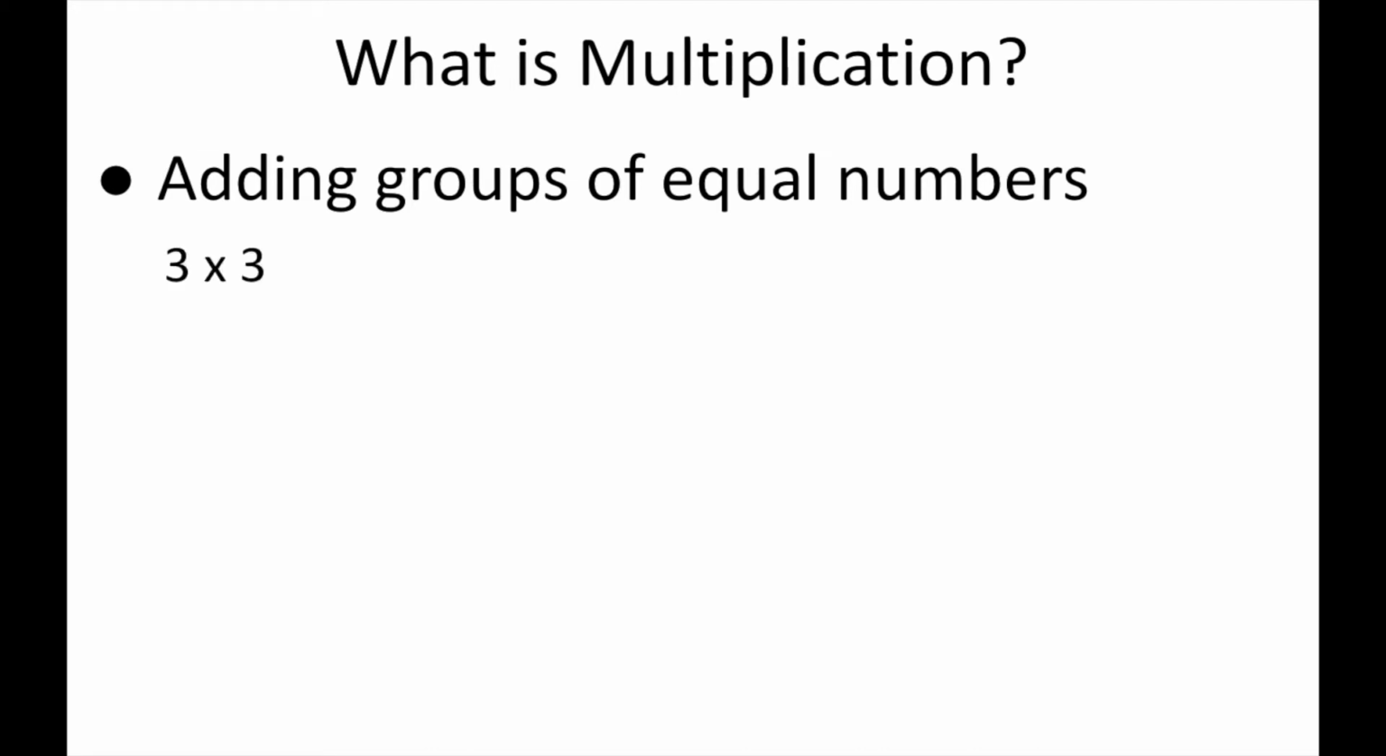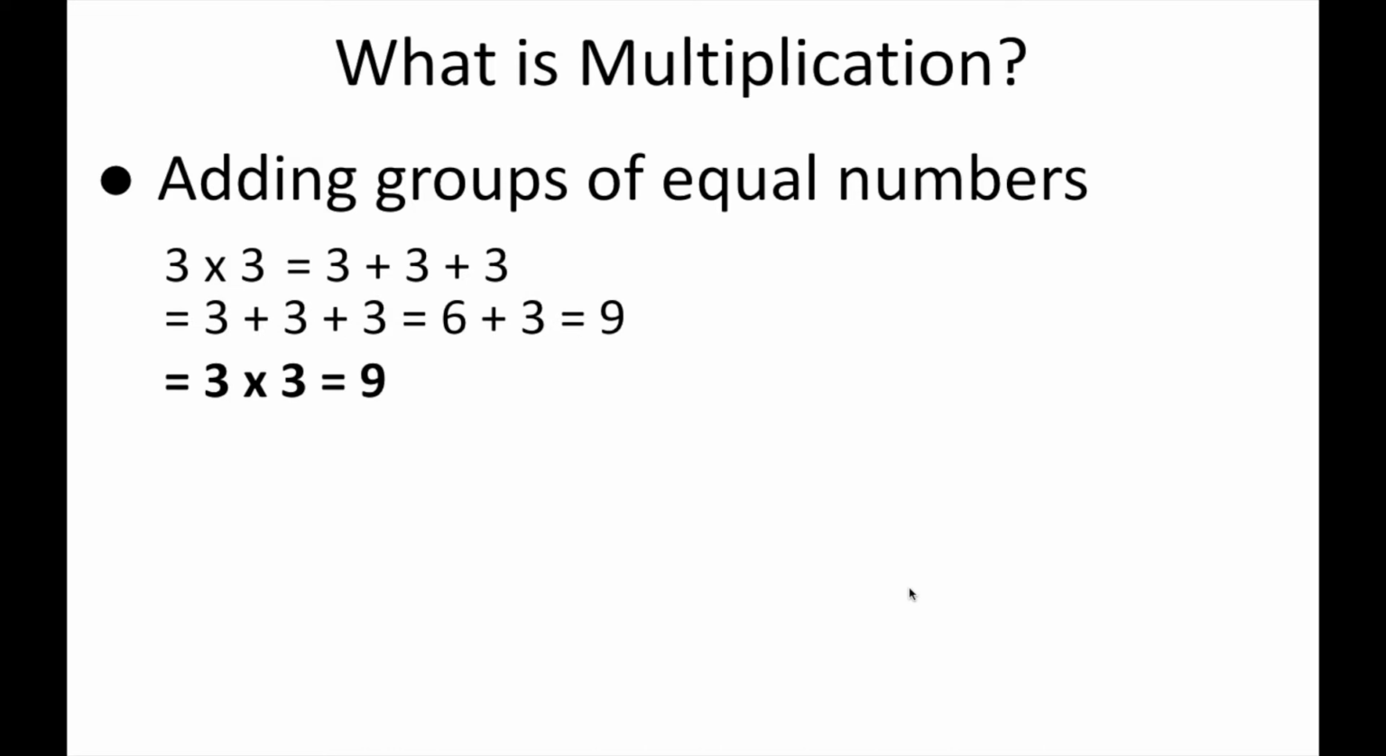An example of this definition is 3 times 3. 3 times 3 is nothing but 3 being added to itself 3 times. We can solve this by saying 3 plus 3 plus 3 is equal to 3 times 3. This is because 3 is being added 3 times. We can also solve this equation by solving 3 plus 3 plus 3. 3 plus 3 plus 3 is equal to 6 plus 3 because 3 plus 3 is 6 and 6 plus 3 is 9. So 3 times 3 is 9.